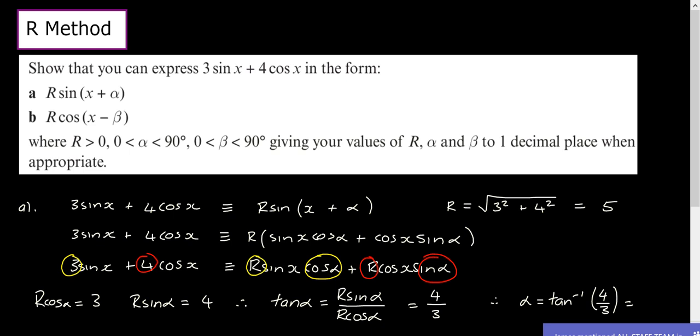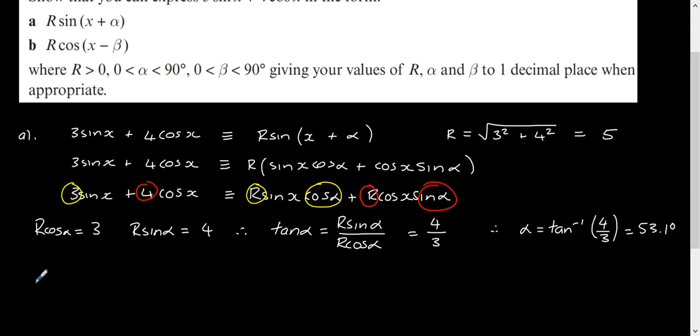So this is where we have to be mindful of, are we working in degrees or are we working in radians? I can see from this question, we're working in degrees. You look for the clues within the question, so make sure your calculator is in degrees. That's what I'm doing right now. And we'll do arc tan of 4 over 3, which comes out as 53.1 to 3 sig figs, or 1 decimal place as required in the question.